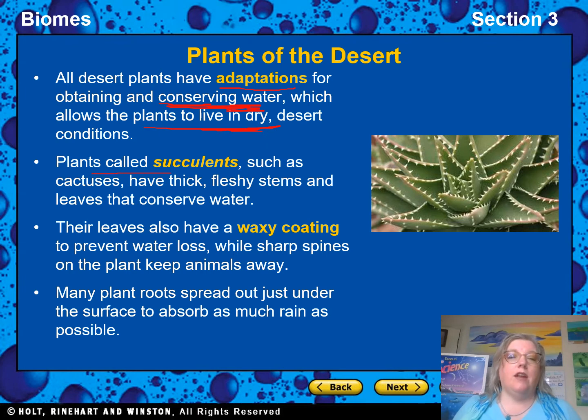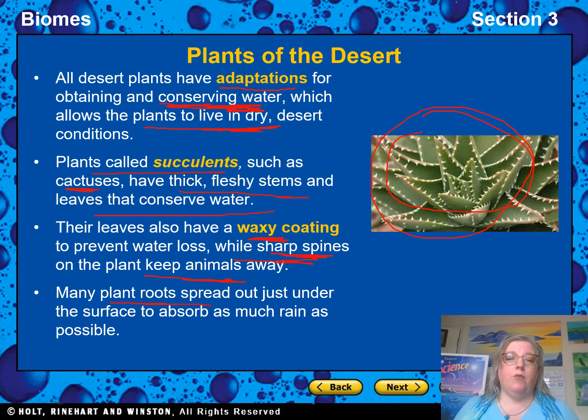The main plant you're going to have is called a succulent, which is like a cactus's type of succulent. This is aloe. It's another type of succulent. They have thick, fleshy stems and leaves that are going to conserve water. They also have a waxy coating and usually have sharp spines to keep the animals away.